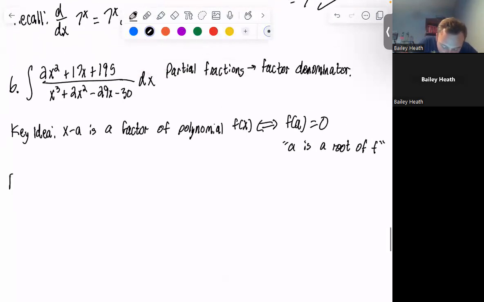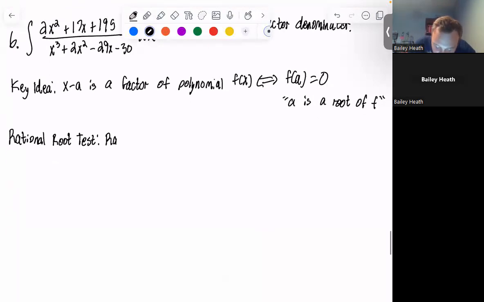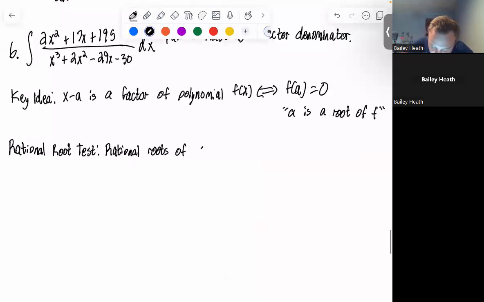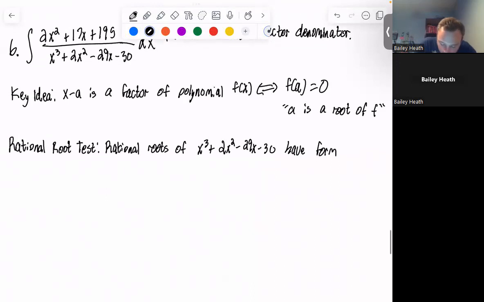To help us with this, I was reminded of the rational root test. I have it pulled up in another tab just to remind myself a bit, because it's been a minute since I've looked at it. This tells us that any rational roots of this denominator, x cubed plus 2x squared minus 29x minus 30, have the form a divisor of 30 divided by a divisor of 1.